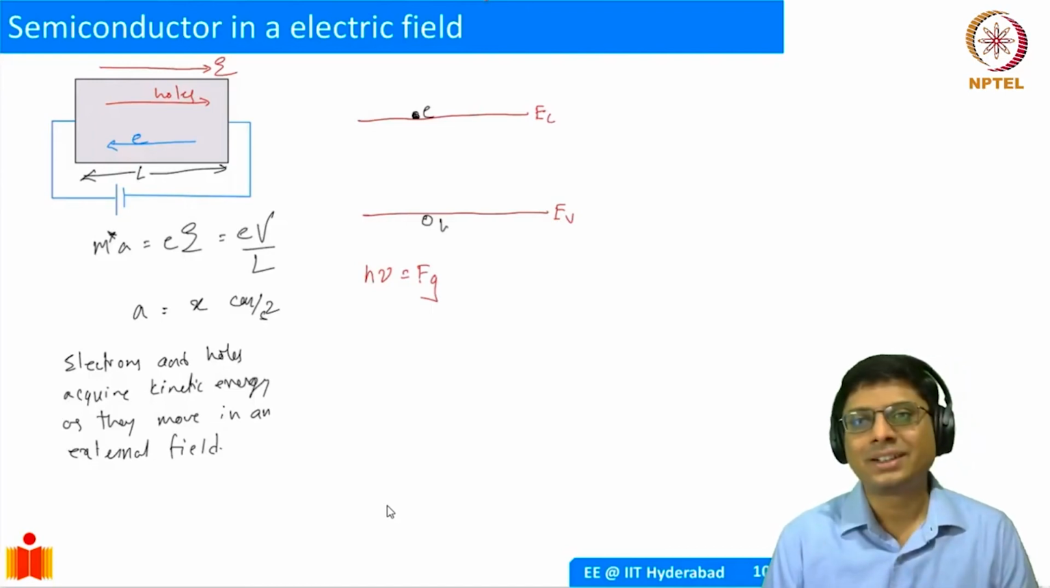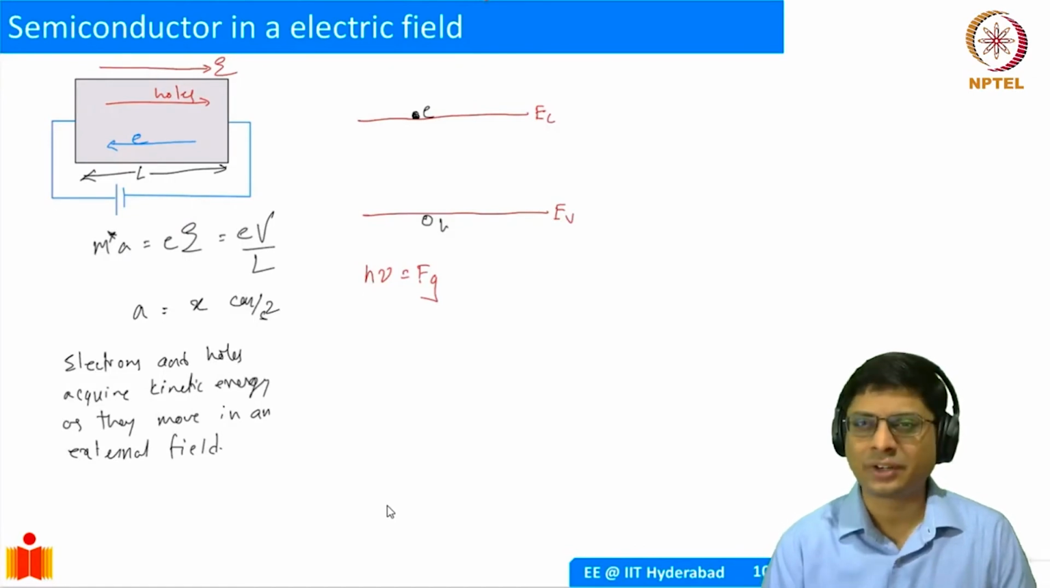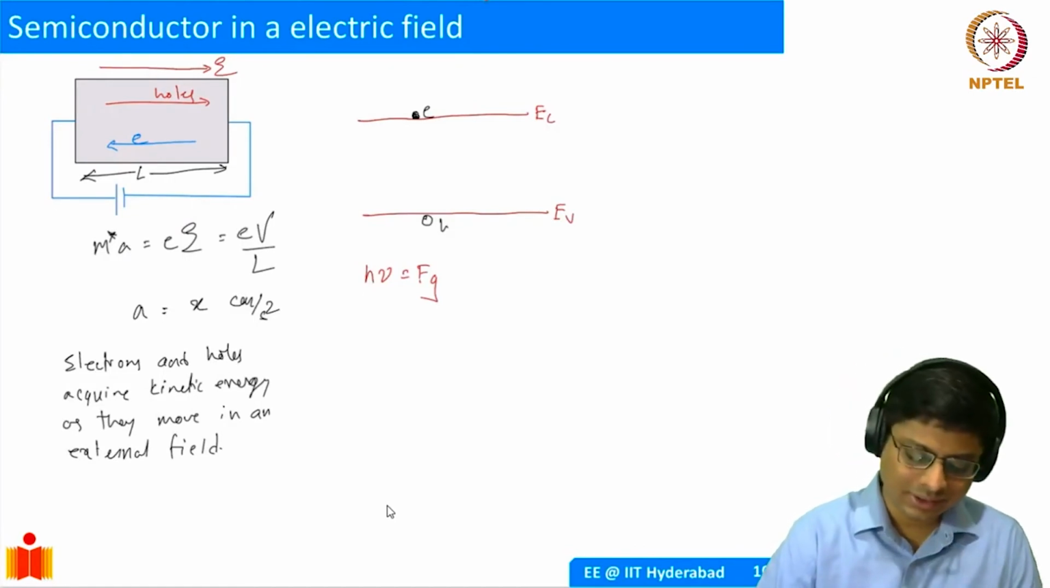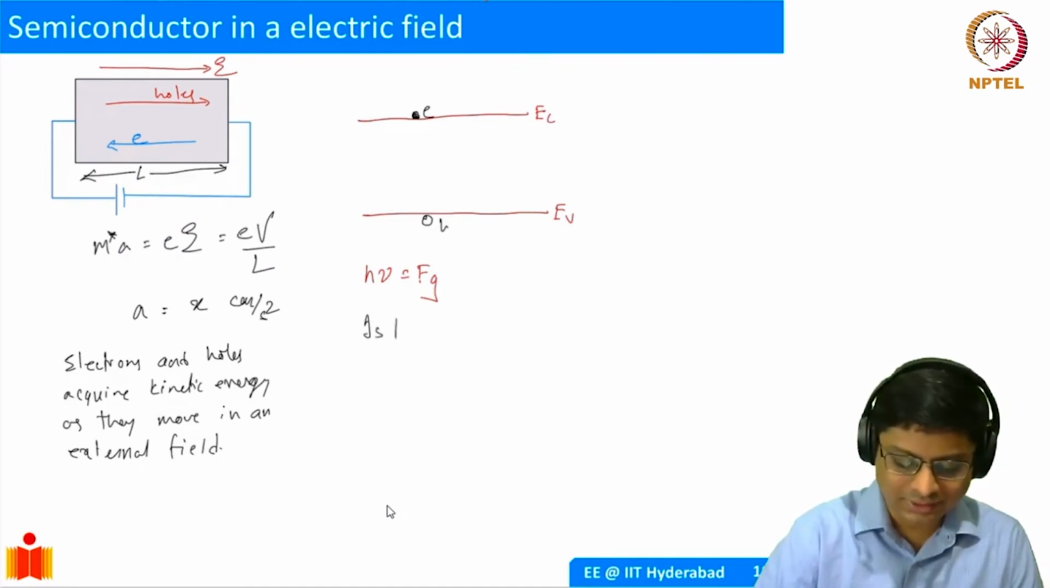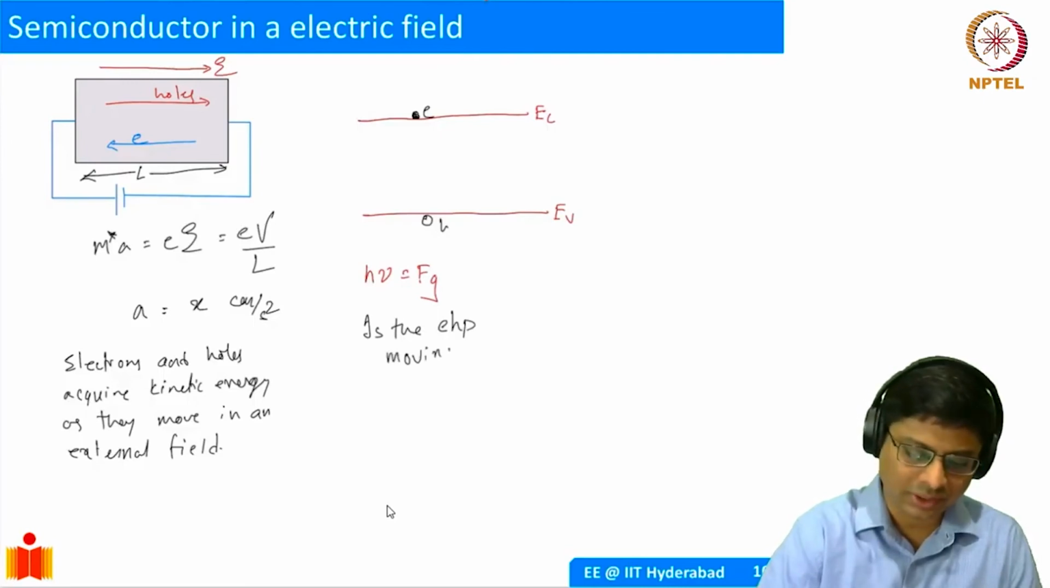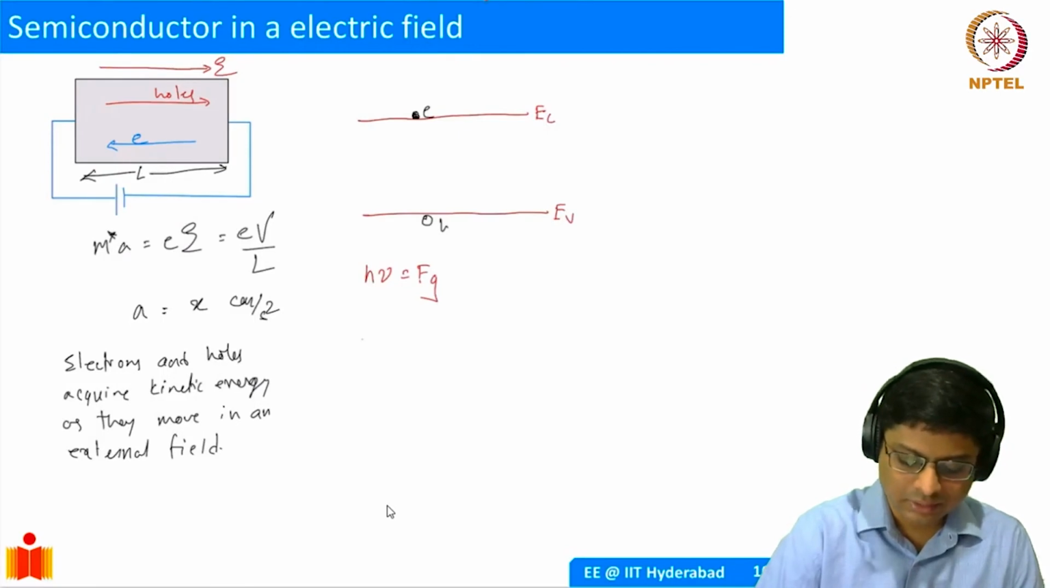Now, is the electron in the conduction band moving just after the photon is absorbed? Let's say, are the electron and hole moving after absorption of h nu?